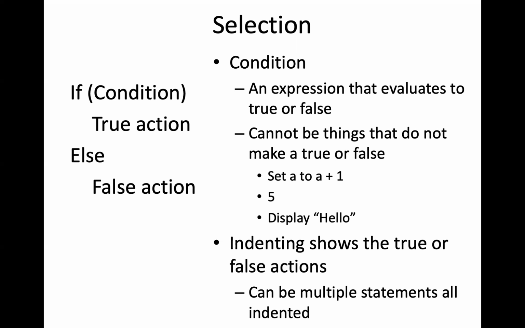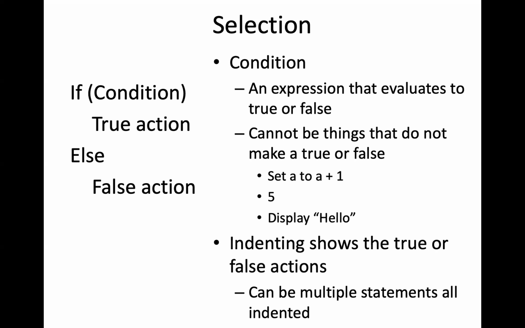I said that the true action is a sequence of pseudocode statements, not necessarily just one statement. And the false action can also be a sequence. Where do they end? Well, here what we're doing is we're indenting the code that wants to be grouped together. So all of the statements in the true action are indented out a little bit. We can see that they're indented out a couple spaces. And that's how we know that they're part of a group. And that's also how we know that the else, which isn't indented, isn't part of the true action or the false action. It's rather part of the selection construct that we're using here.